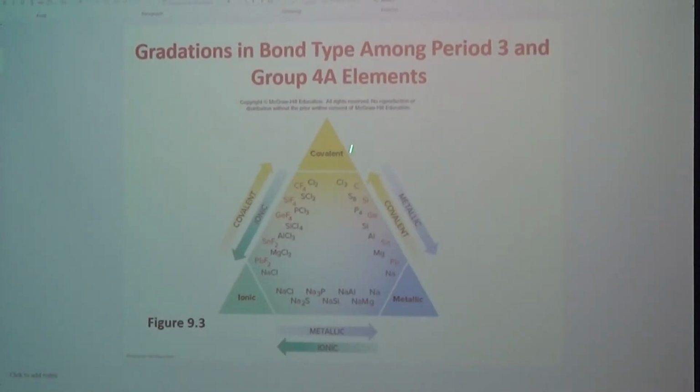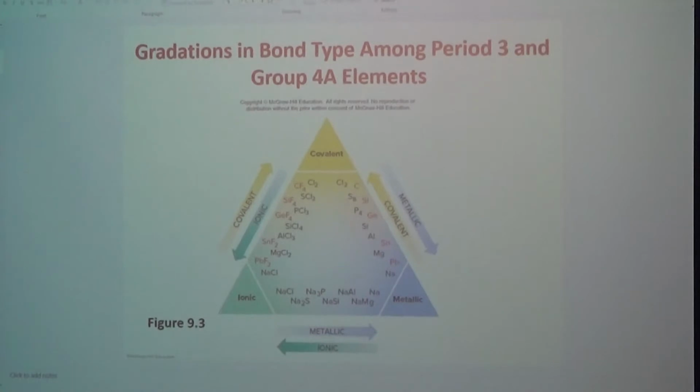We will look at things that are purely covalent, chlorine, Cl2, bromine, Br2. Those we can claim are purely covalent. But there's other things that have a little bit of character that's covalent, a little bit that's ionic. So we really have a continuum along here.